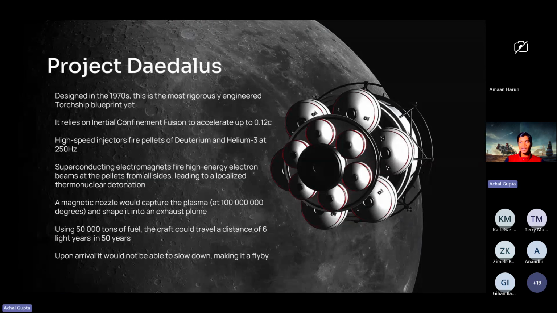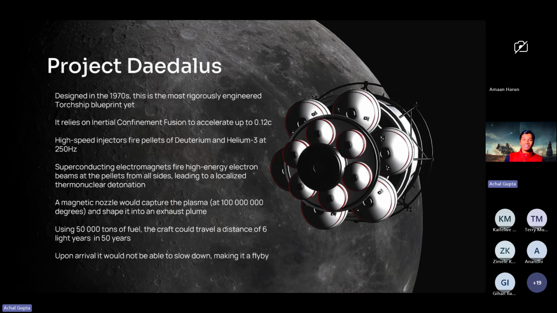Now, we don't have astrophage, but have we ever come up with an idea similar to this? Yes, we have. In the 1970s, we came up with this project, which essentially uses an inertial confinement engine to accelerate up to 12% of the speed of light. So compared to the 93% of the speed of light we're talking about with the Hail Mary, this craft only manages 12%. And even to do that 12%, we need 50,000 tons of fuel, right?